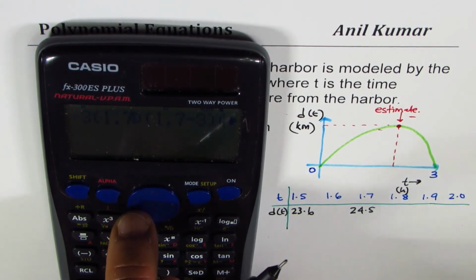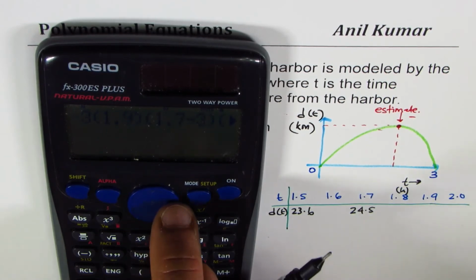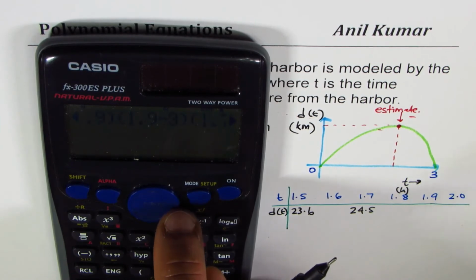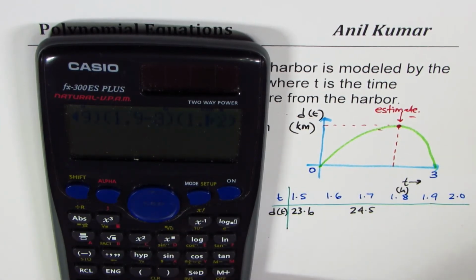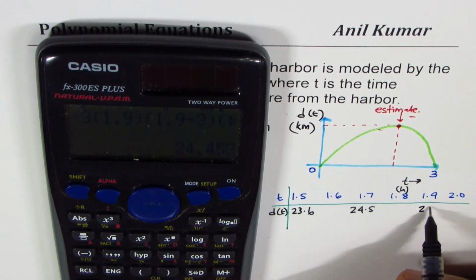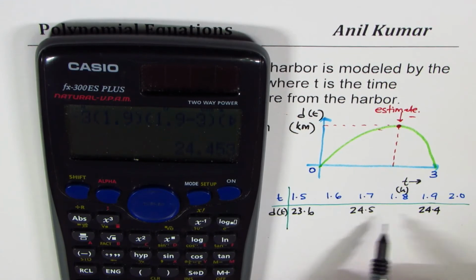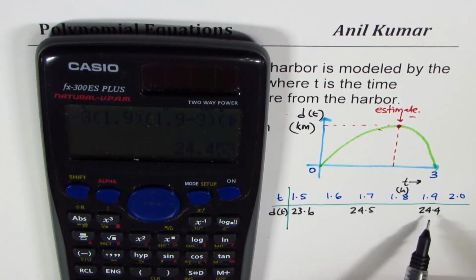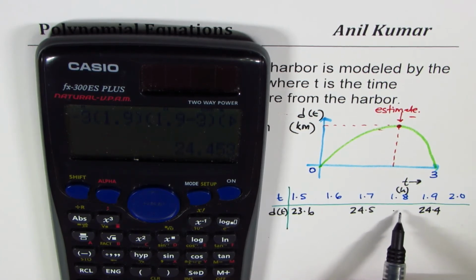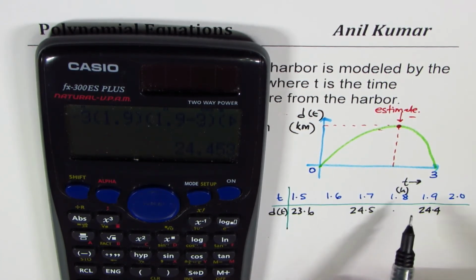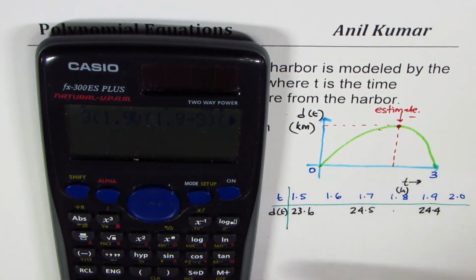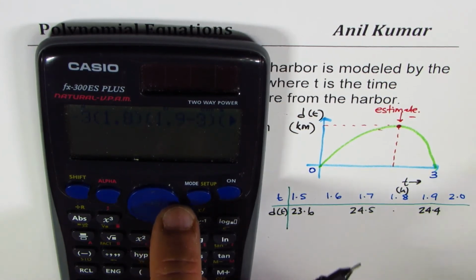Let me calculate 1.9 now. So basically you have to calculate these values to get a good estimate. That gives 24.4. Now what you observe here is that the value dipped, right? 24.5 to 24.4. That means the peak could be earlier. So it's worthwhile checking 1.8, right? That is how you can quickly get to the result. That's the whole idea. So now try 1.8.